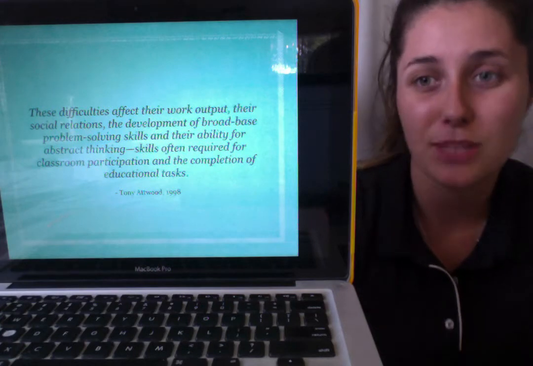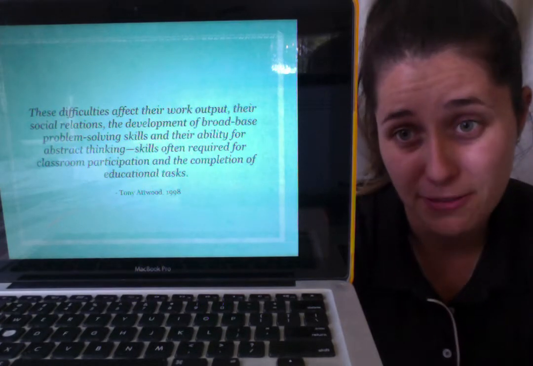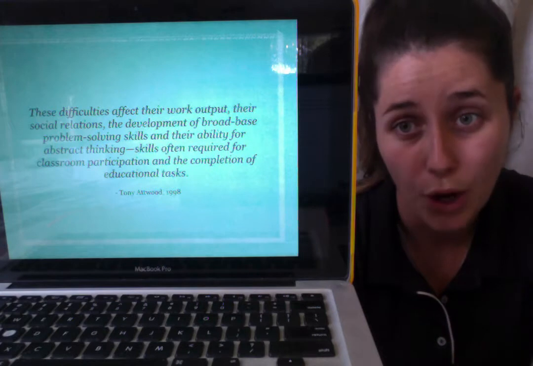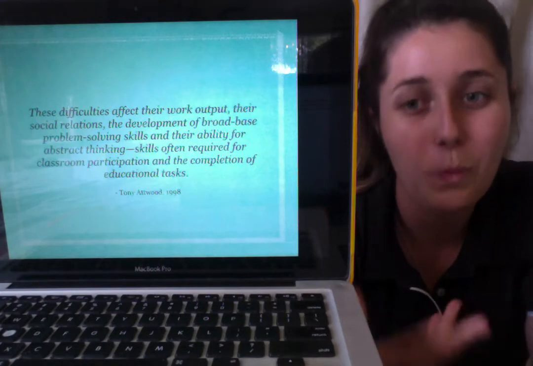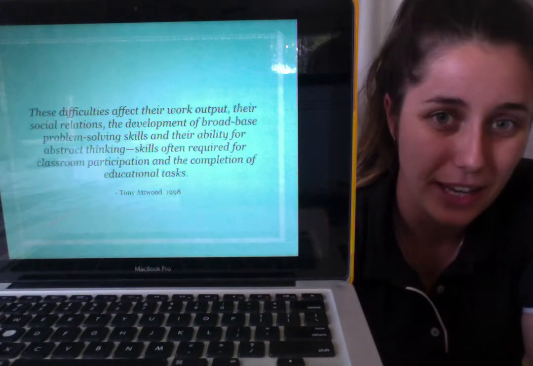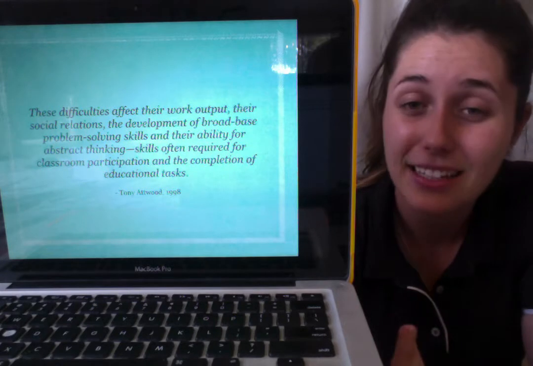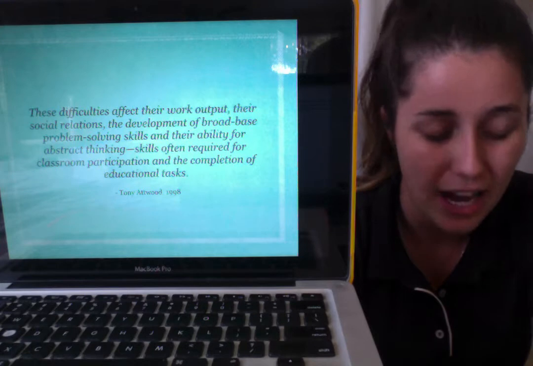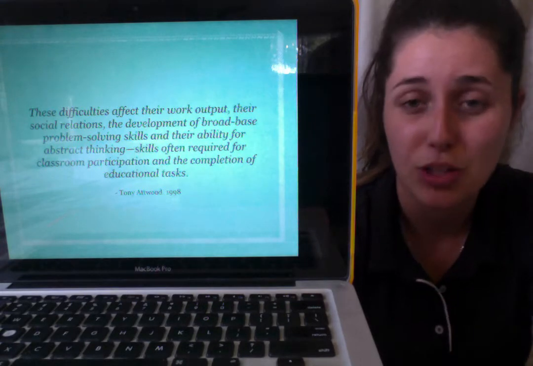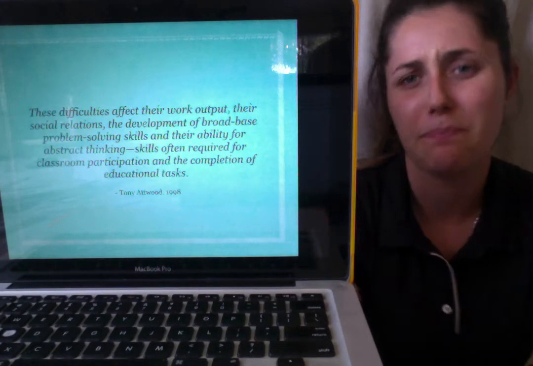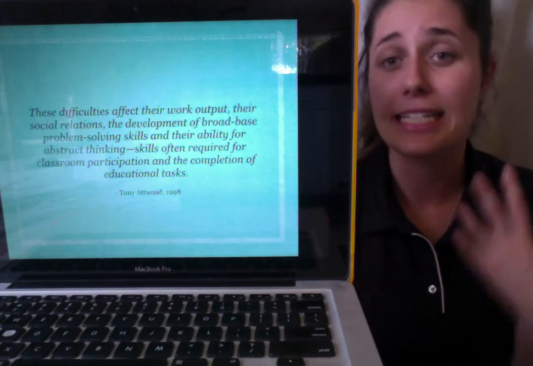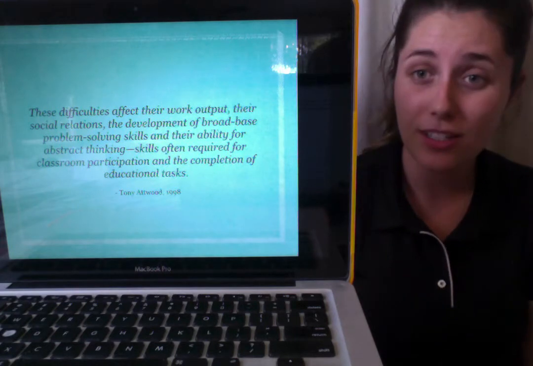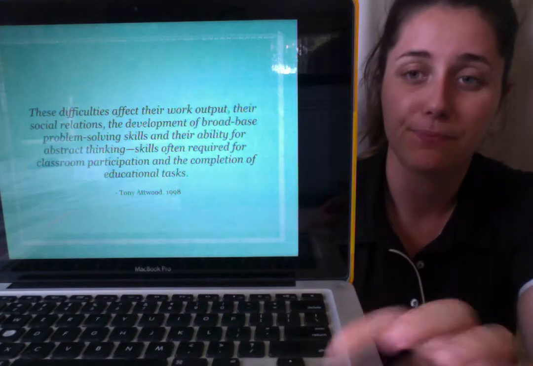And I've just basically said here, these differences affect them and their work, and we need to ensure that we understand, and we're not presenting these students with a task that they're not going to be able to achieve. We're not going to get frustrated that they don't understand. We need that patience. We need that understanding.